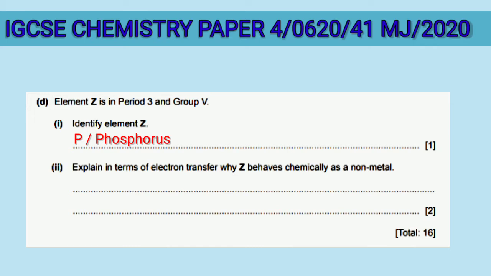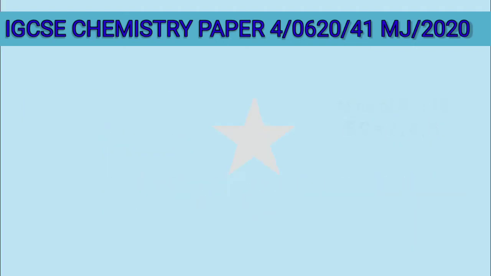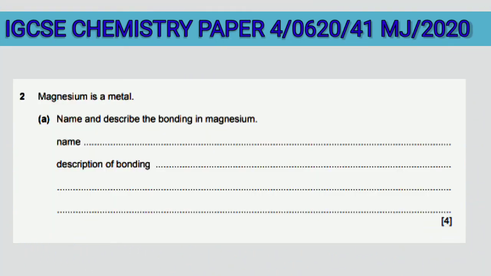Element Z, phosphorus, has atomic number 15. So its electronic configuration is 2,8,5. That means it has 5 electrons in the outermost shell. To form an ion, it will accept 3 electrons. So element Z behaves chemically as a non-metal as it accepts 3 electrons to form an ion. Our first question is done.